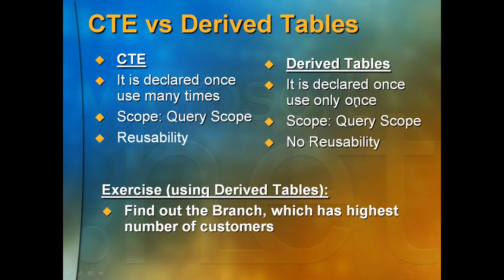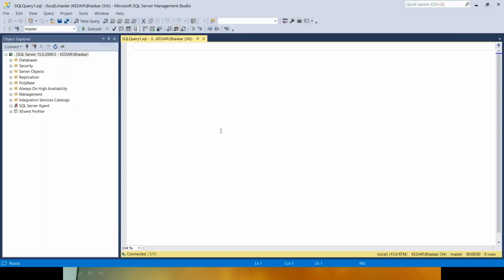A CTE is declared once and used many times, whereas a derived table is declared once and used only once, within the single query itself. So there is reusability with a CTE, and no reusability with a derived table. Let us understand these two points clearly. To understand them, we need to write this query: find out the branch which has the highest number of customers. Now let me go to SQL Server.